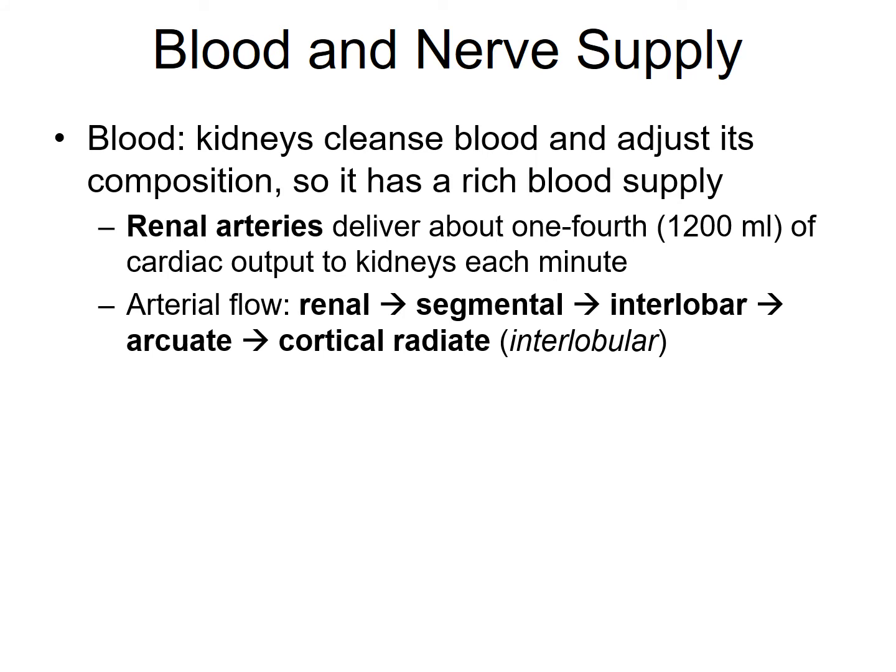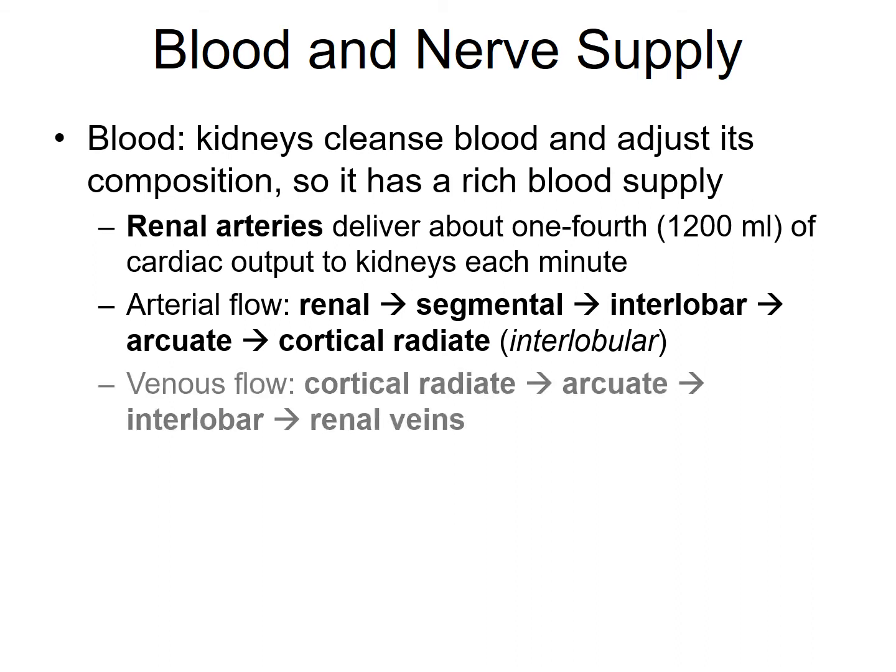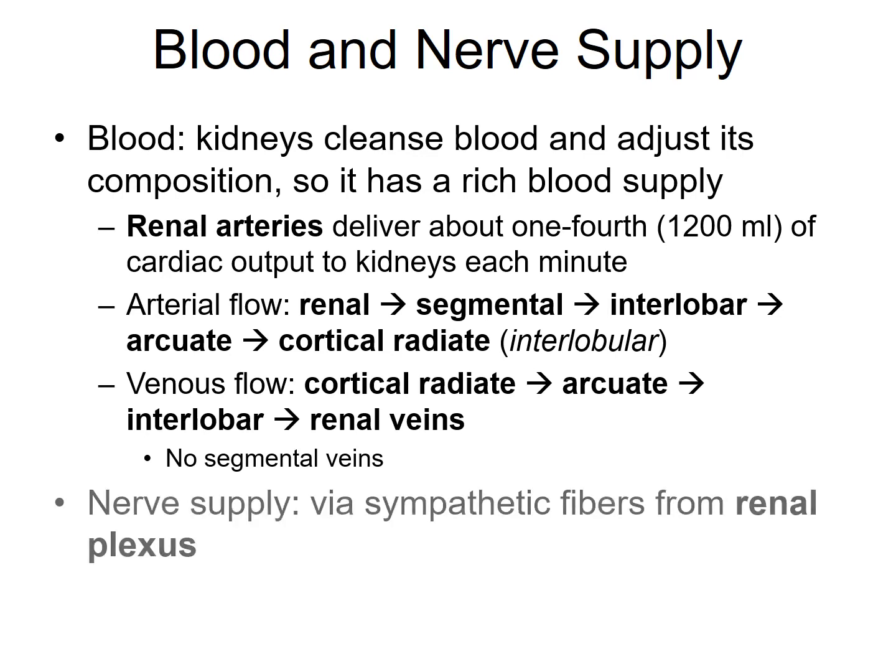So the arterial flow goes from renal arteries to segmental to interlobar to arcuate to cortical radiate, which are also called interlobular. We'll see a diagram where we see each of these. Venous flow is going to be cortical radiate to arcuate to interlobar to renal veins. One of the nice things about memorizing the blood supply of the kidneys is that the arteries and the veins parallel very well. Once you learn the path in, you've pretty much learned the pathway out. So there are no segmental veins. Again, we'll see this in a future diagram.